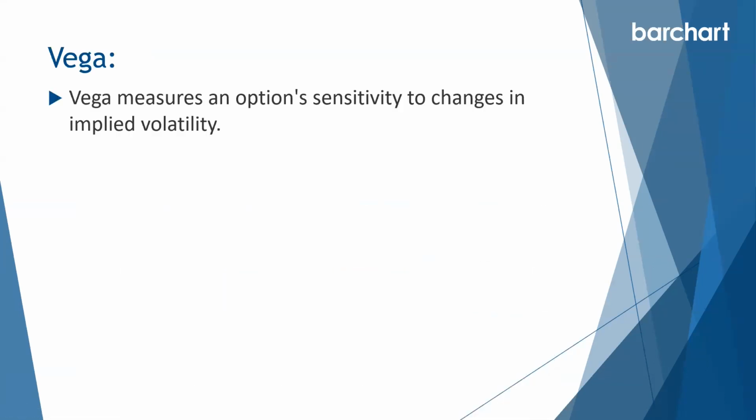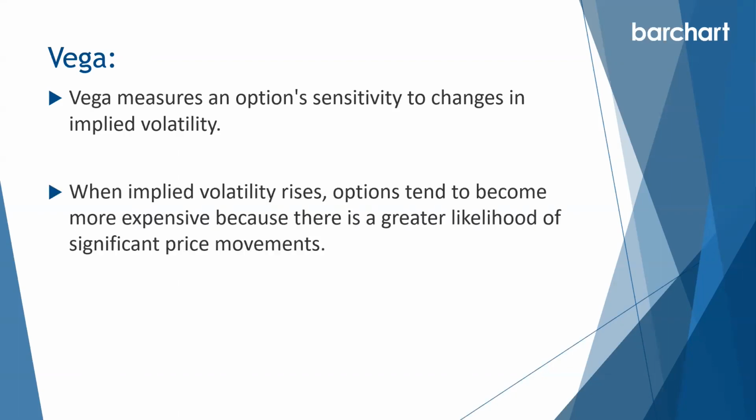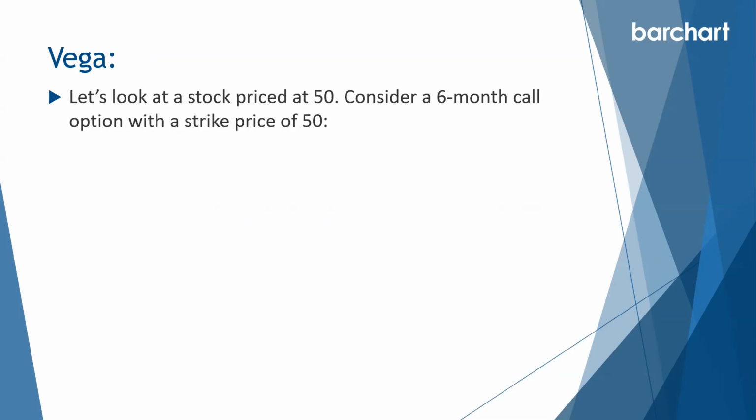The next one we're going to look at is Vega. So Vega measures an option's sensitivity to changes in implied volatility. When implied volatility rises, options tend to become more expensive because there is a greater likelihood of significant price movements. Let's look at a stock priced at $50. So the underlying stock's at 50, and we'll consider a 6-month call option with a strike price of 50. So stock's at 50, we're looking at a 6-month call at the money with a strike of 50.